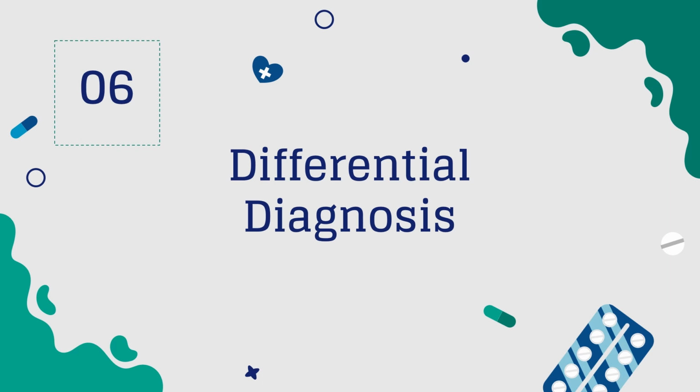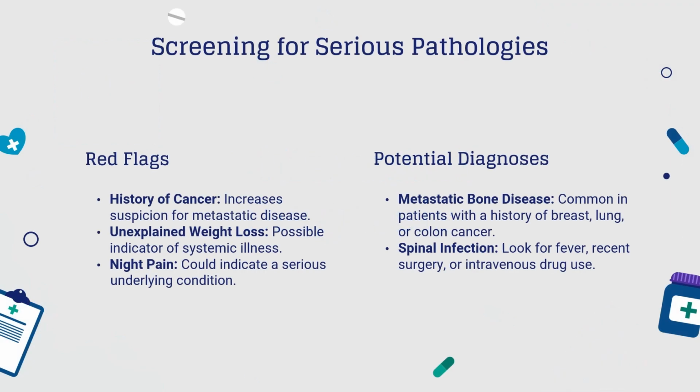Differential diagnosis. Screening for serious pathologies. Red flags: a history of cancer increases suspicion for metastatic disease. Unexplained weight loss is a possible indicator of systemic illness. Night pain could indicate a serious underlying condition.